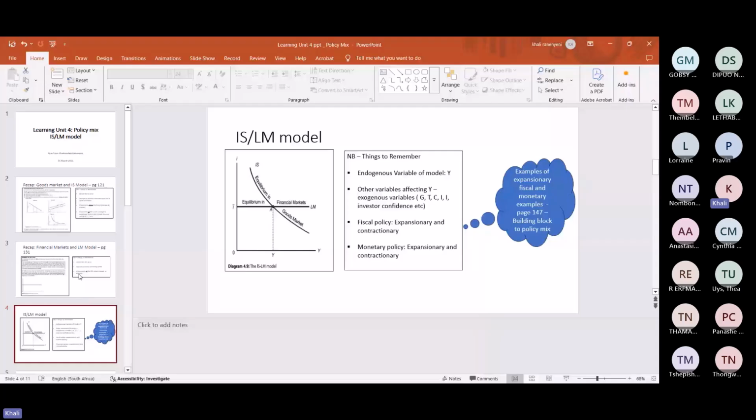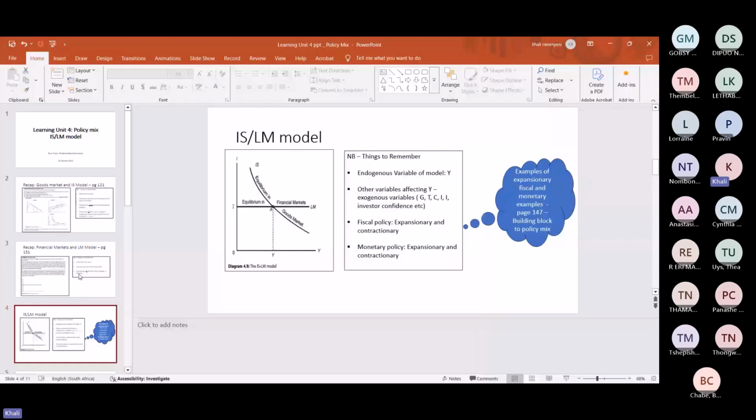We said there are two types of policies, fiscal and monetary, and they can either be expansionary or contractionary. Anything that is aimed at increasing the level of income or increasing the level of output, we call that expansionary. So it expands our economy. But anything that has the objective of reducing the level of income or the level of output, we call that contractionary, because it will contract or reduce our level of income.